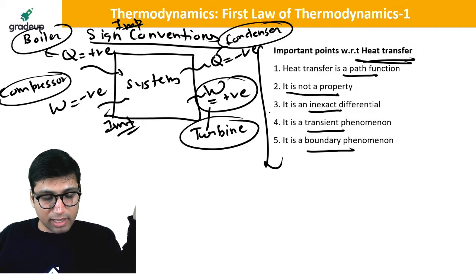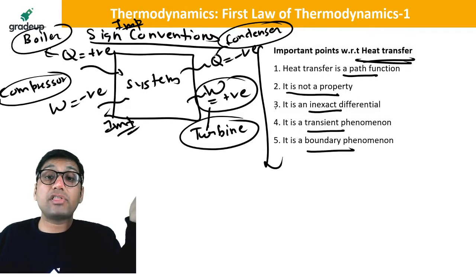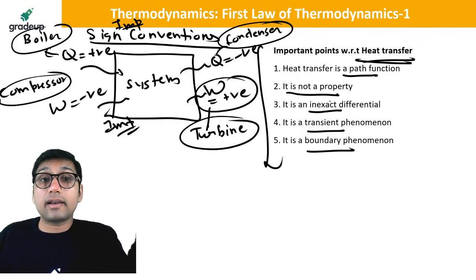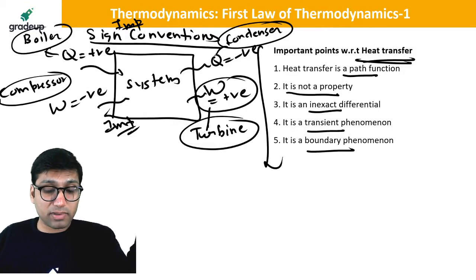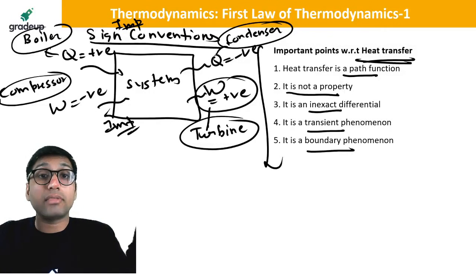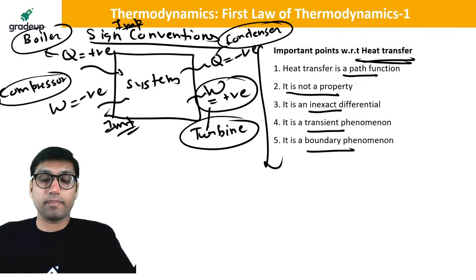What is transient? The other thing I have just explained, transient. Transient means something which changes with time. Transient heat conduction you must have studied, unsteady heat transfer. You must have studied this in the heat transfer subject. Unsteady heat transfer or transient heat transfer. You have studied it, right? Transient means something which changes with time.